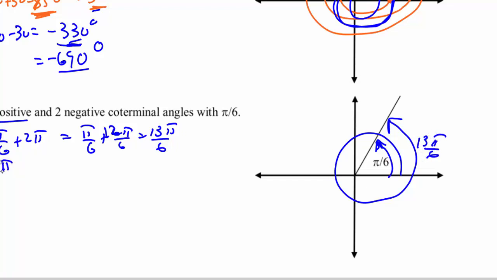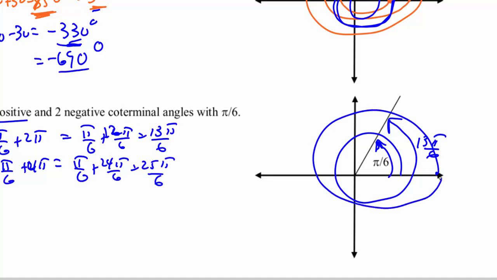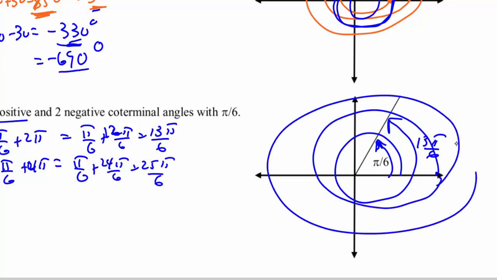If you wanted another one, you just add 4 pi. So that becomes pi over 6 plus 24 pi over 6, which is 25 pi over 6. That starts here, goes all the way around once, twice, and then ends there.